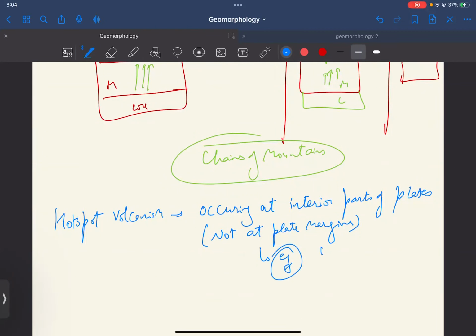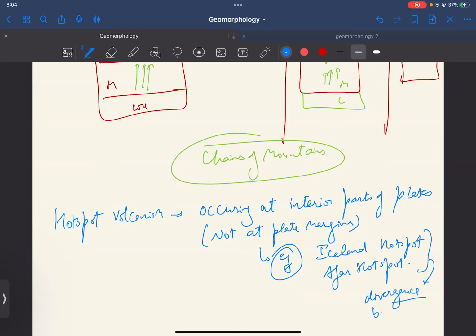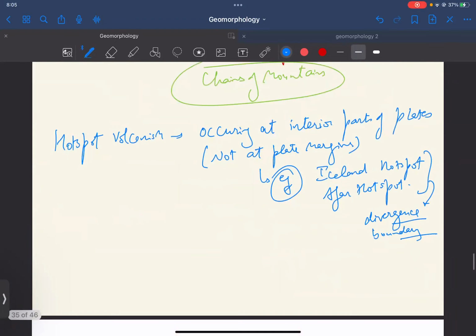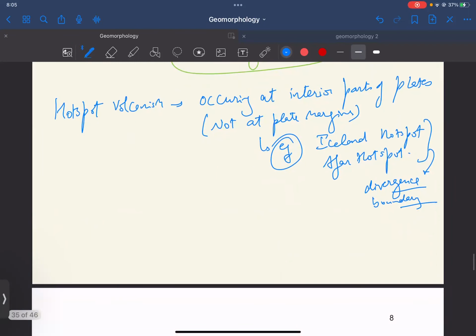Examples could be like Iceland hotspot, also Afar hotspot, which is emerging in East Africa. So these are along the divergent boundaries. But mostly what is happening? This hotspot volcanism takes place along the interior parts of the plates. All right. So best example.